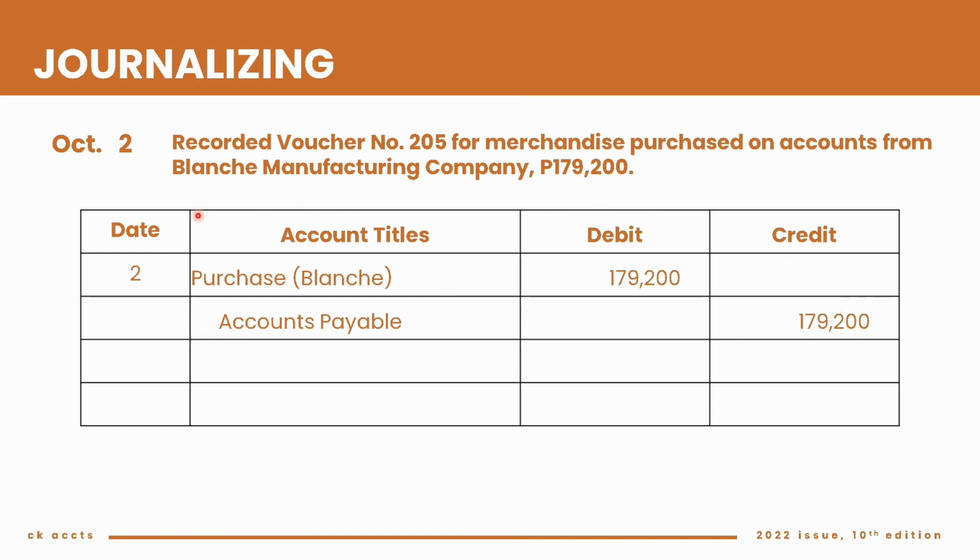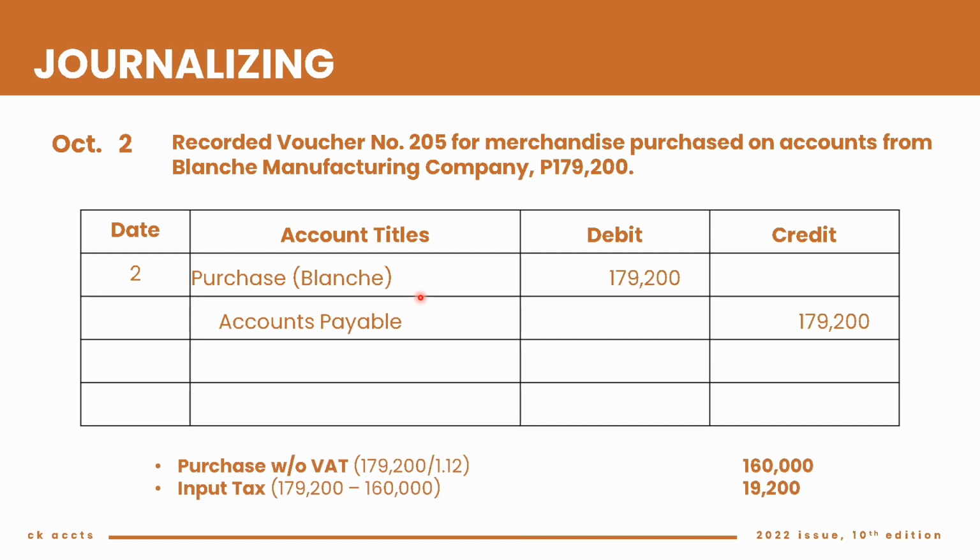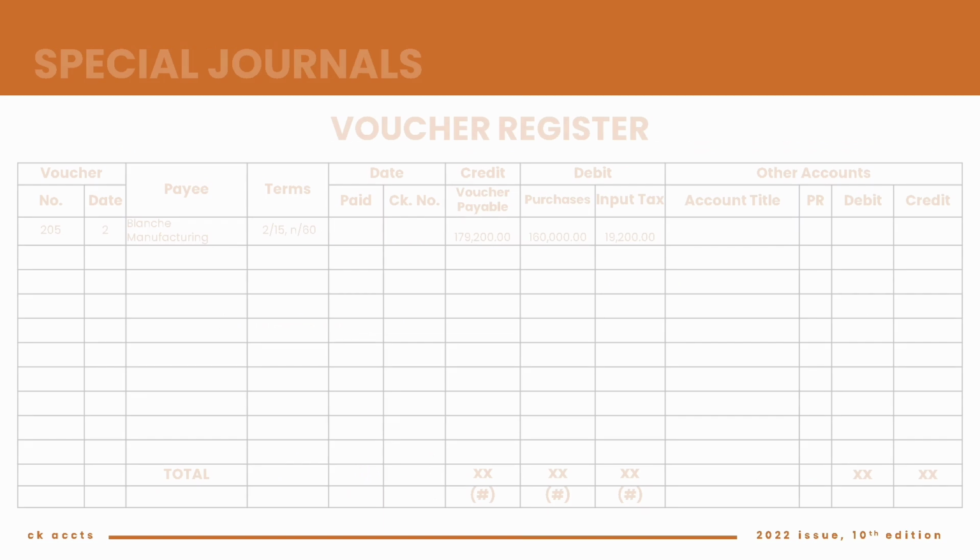Since we are dealing with transaction na may purchase na journal entry, we have to compute for the input tax. Okay? So, purchase without VAT muna, that's 179,200 divided by 1.12 to get 160,000. Then, the input tax ay 179,200 minus 160,000 is equals to 19,200. Then, we transfer this to our voucher register.